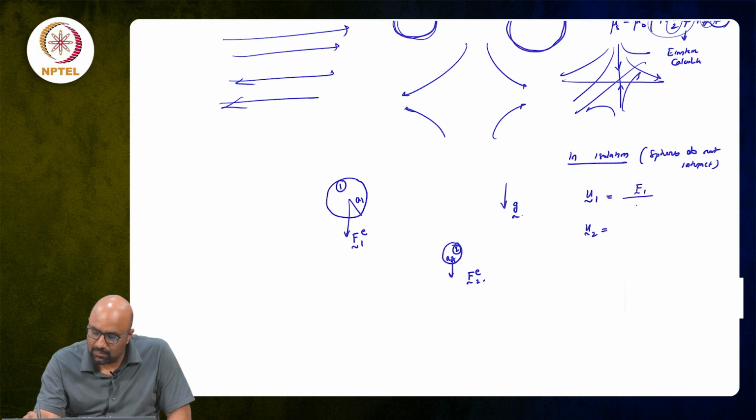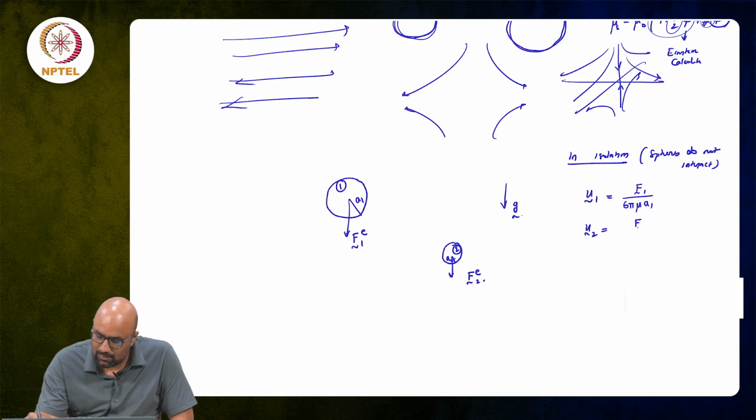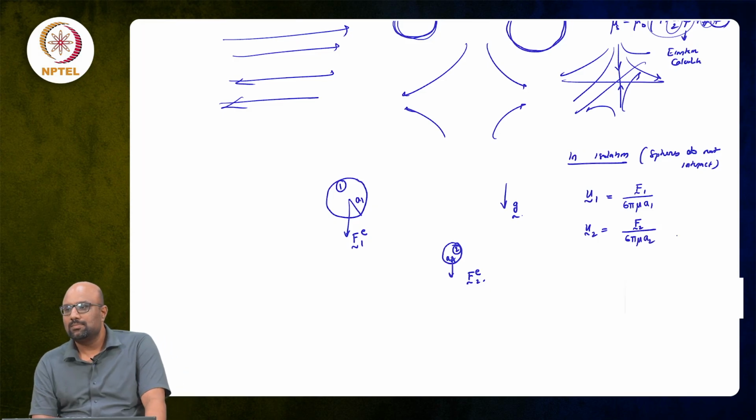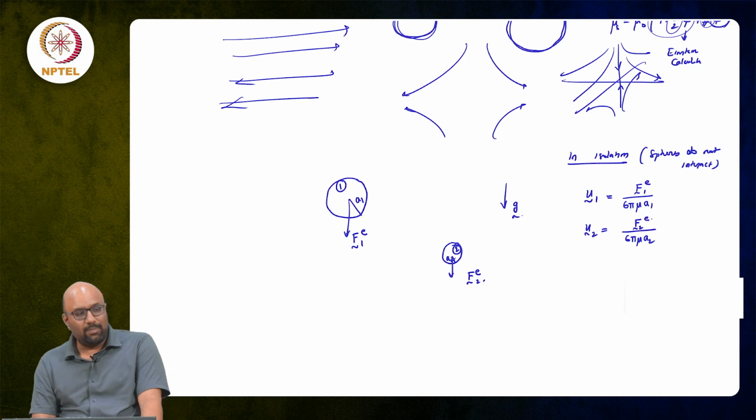F1 = 6 pi mu A1 U1, right, and what is F2? 6 pi mu A2 U2, right. This is something we know quite well. This is basically relating the external force to the hydrodynamic force or the drag force, and from that we find out what is the velocity of sphere 1 and sphere 2.